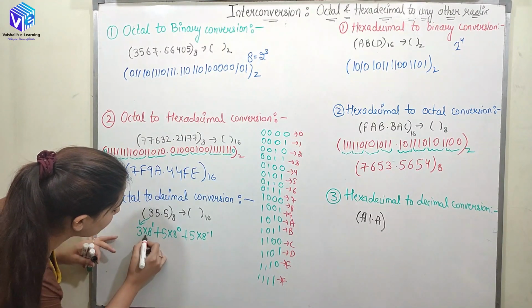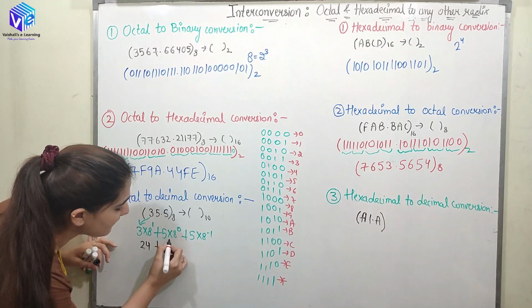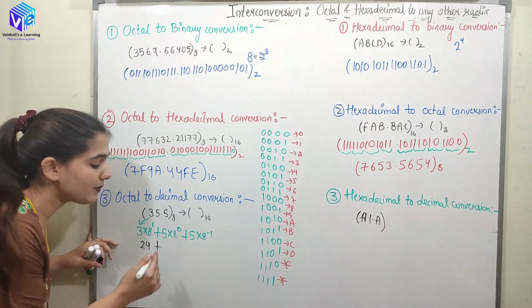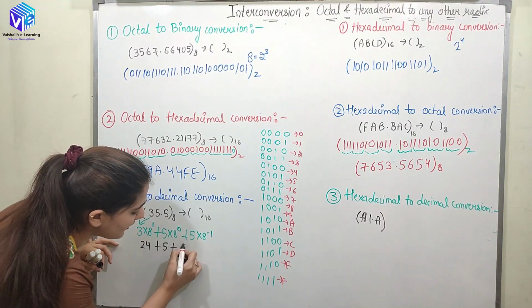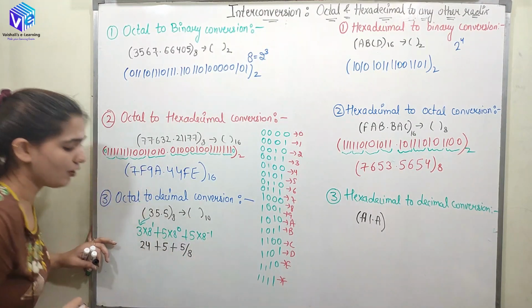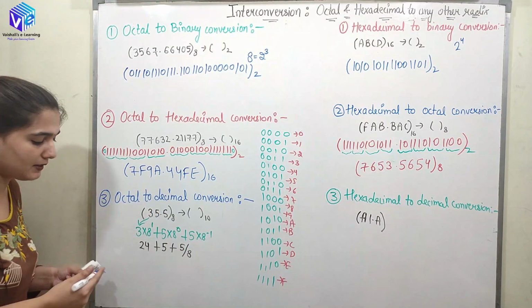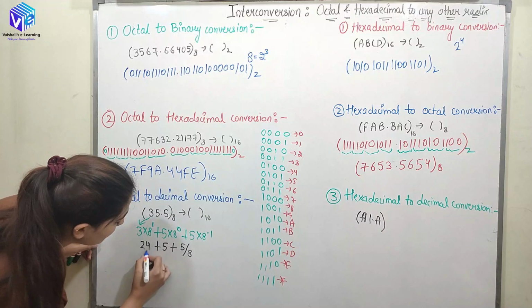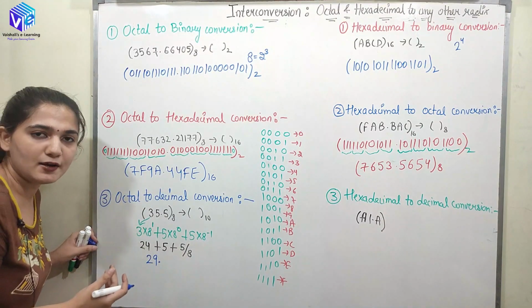So this number would be 8 into 3. This is 24 plus 5 into 8 raised to power 0. 8 raised to power 0 is 1. So here we will be having 5 only. So here we will be having 5 upon 8. Right? So this is how we can have the given number. So now it would be 29.5 upon 8. You have to find out this number.